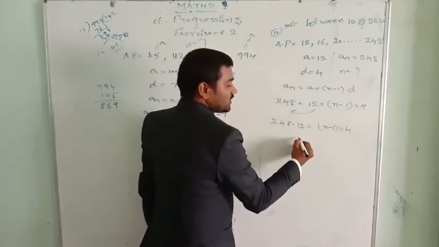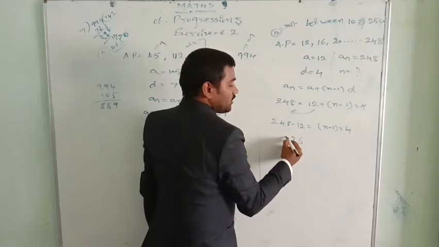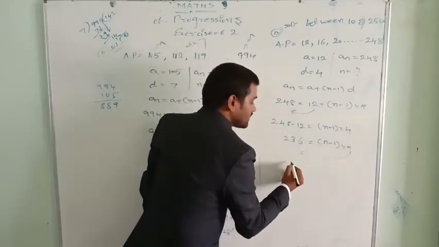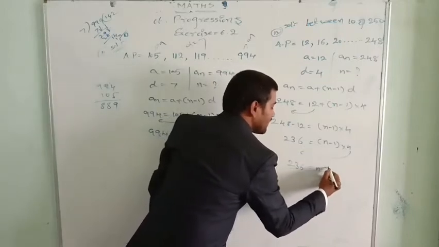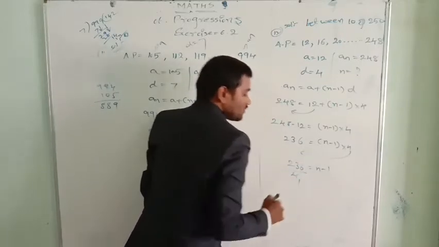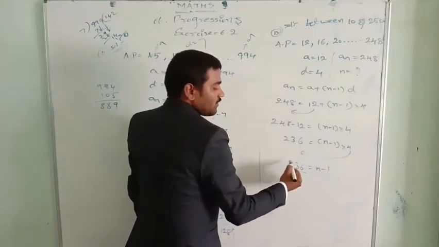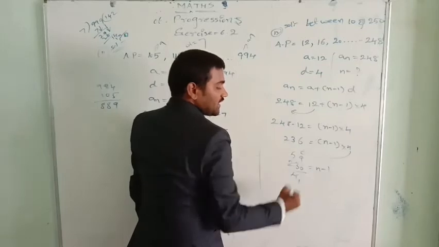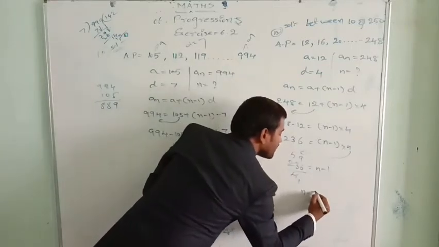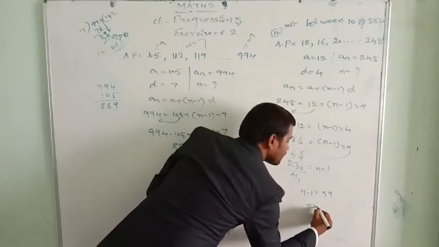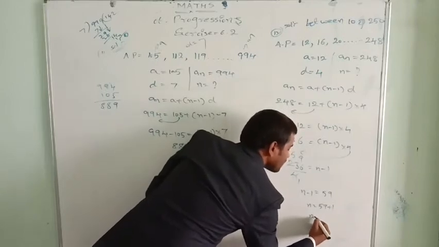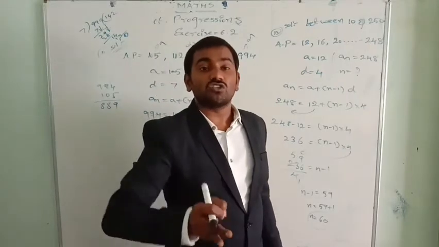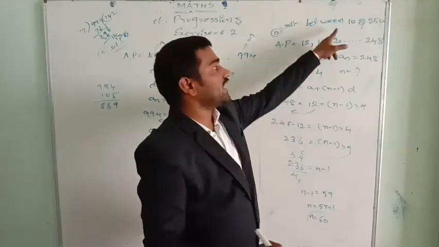8 minus 2 is 6, 4 minus 1 is 3, so 236 equals (n minus 1) into 4. This 4 you transfer to this side, now 236 equals (n minus 1) by 4. So 4 ones are 4, 5 fours are 20, so 3 left, 4 nines are 36. So here n minus 1 equals 59, n equals 59 plus 1, n equals 60. Therefore there are 60 multiples of 4 between 10 and 250.